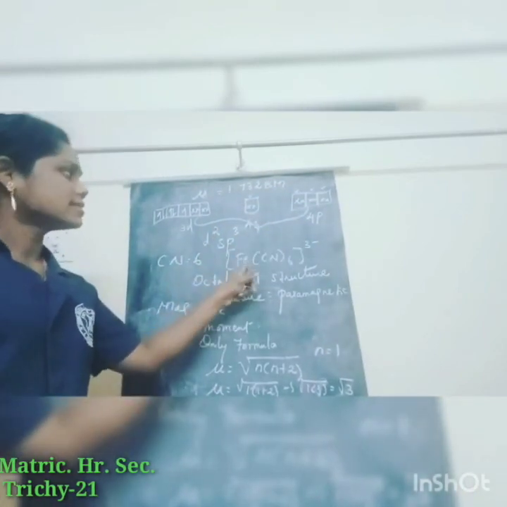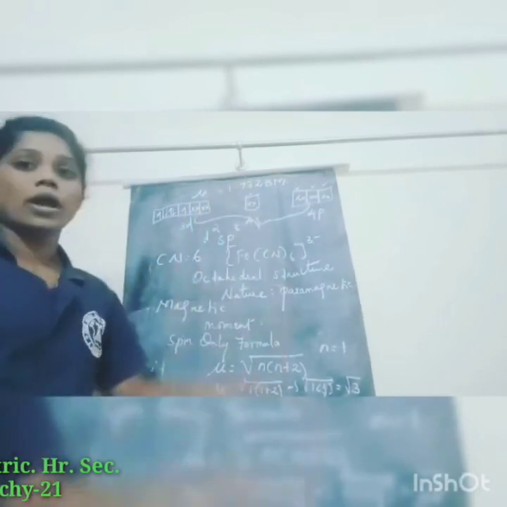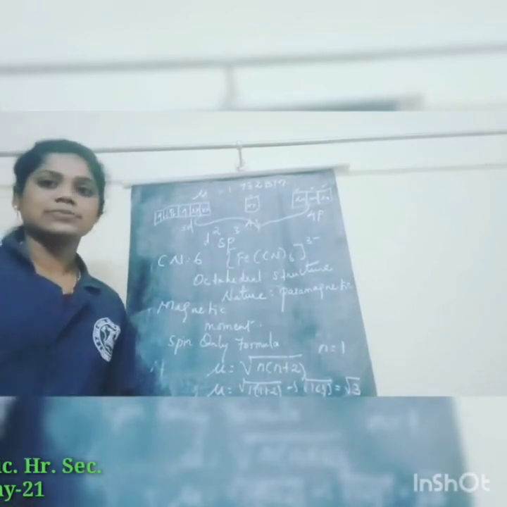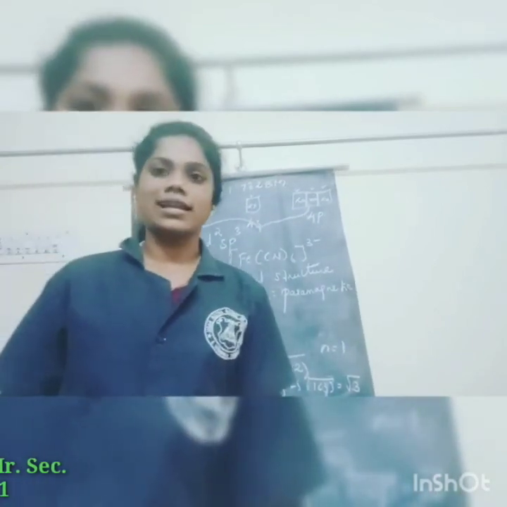So the complex [Fe(CN)6]3- has a magnetic moment of 1.732 BM, and it is paramagnetic. Thank you, students. That's all for the examples of valence bond theory.